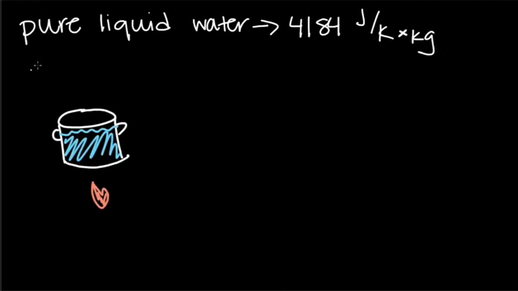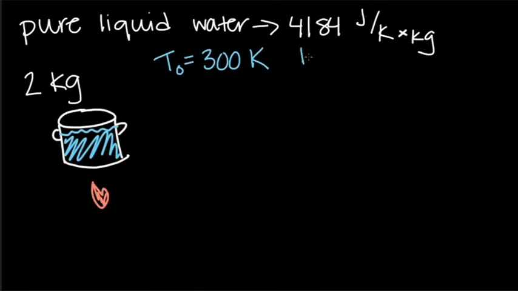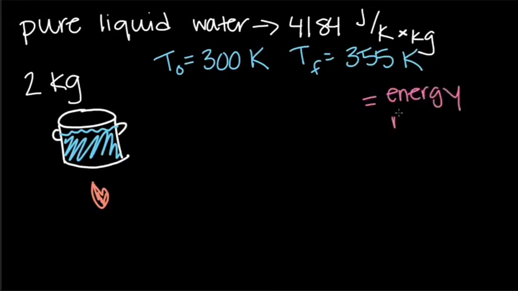If this pot has 2 kilograms of water in it, we can calculate how much energy it will take to change the temperature of this water. Let's say that the initial temperature of the water is about 300 Kelvin, which is approximately room temperature. And suppose we want to use this water to make some white tea, which is made best with water that's at about 355 Kelvin. Based off our understanding of heat capacity now, we can figure out how many joules it is going to take to raise the water from 300 Kelvin to 355 Kelvin.